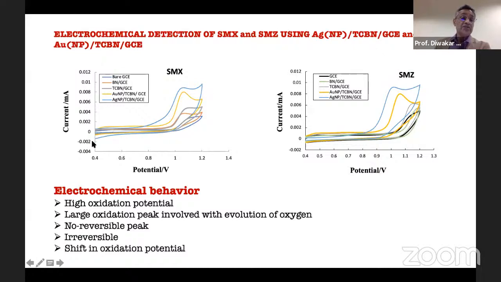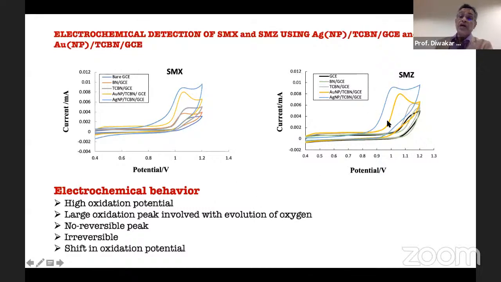But on the other hand, there is no reduction taking place. So what we can conclude here is that it is an electrochemically irreversible process. But this gives an advantage that the oxidation peak is coming, and that oxidation peak we are utilizing for the detection. Compared to the bare GCE, the silver or gold based materials are giving us a much enhanced current, so that can be utilized for low level detection of these pollutants.